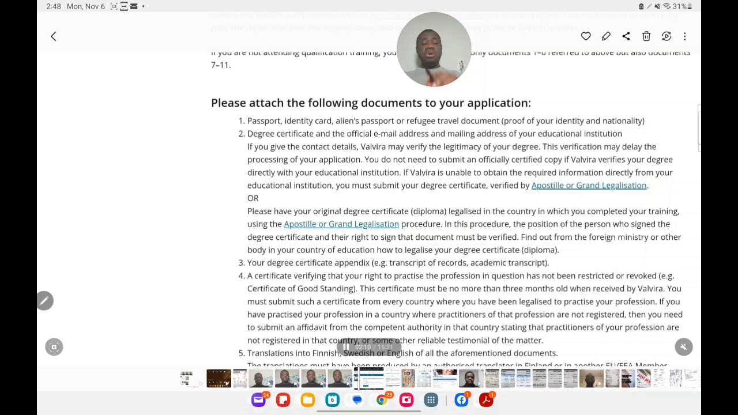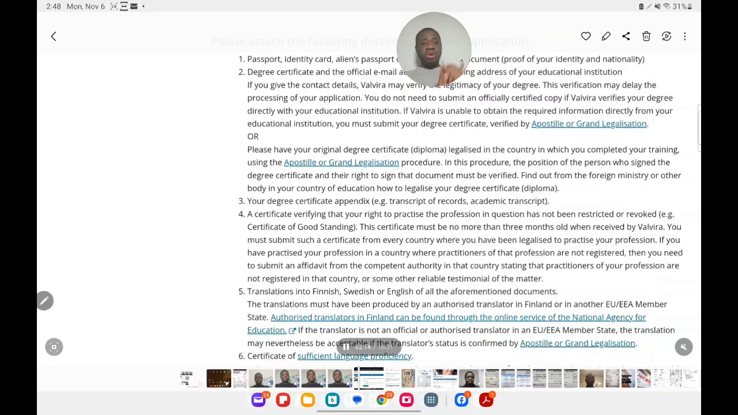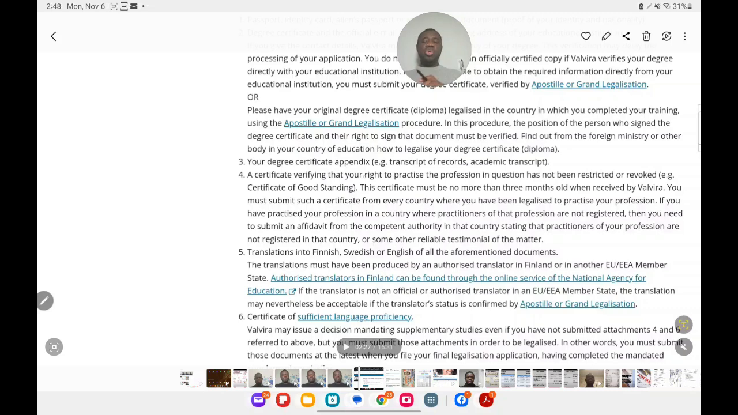The first requirement is your international passport, which must be current, and this shows your proof of nationality. The second one is the certificates, your degree certificate, whether you have a diploma or a bachelor's, and not only that, you have to include the official email address of the school that issued that certificate for you. The third requirement is the transcripts. You need to submit the academic transcripts for all your education, including if you have had a diploma and bachelor's, you have to ensure that you submit those transcripts that indicate that you actually went to nursing school, or bachelor or both.